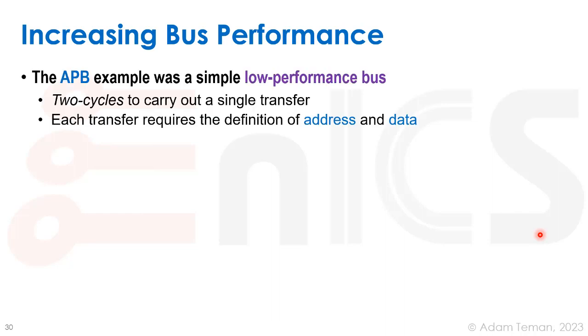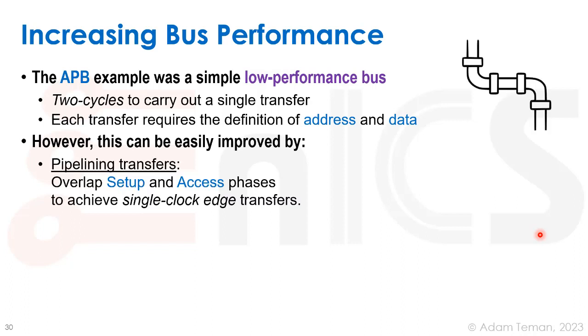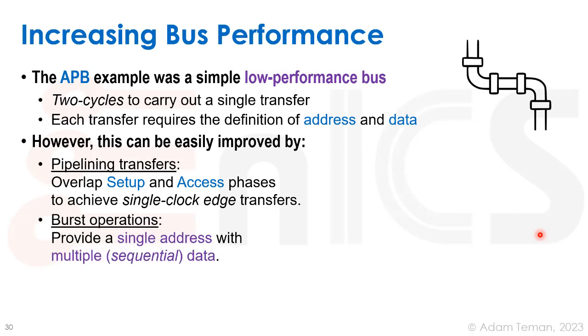The APB example is a simple low performance bus. It was used to control peripherals and very slow things. It took 2 cycles to carry out a single transfer. Each transfer required the definition of the address and data, and that was done in 2 separate phases. This can easily be improved just by pipelining the transfer. We can overlap the setup and access phases and therefore achieve a single clock edge transfer.